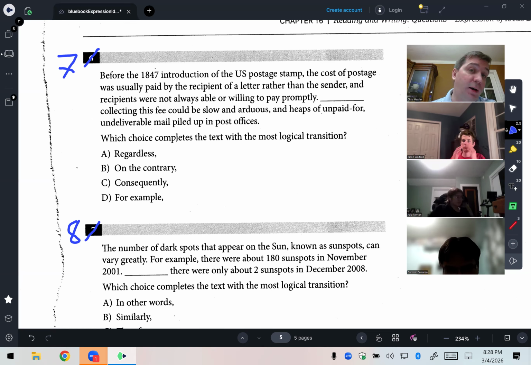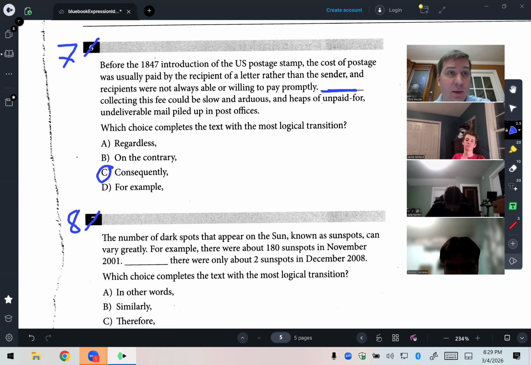So if we require recipients to pay the postage, then they will not pay the postage. So consequently, so if this, then that. It's just a causal transition. So consequently, collecting this fee could be slow and arduous. Just cause and effect. That one's not too bad.